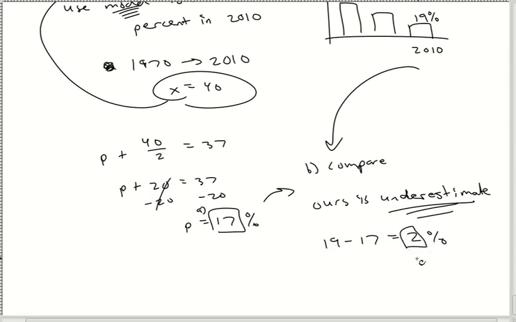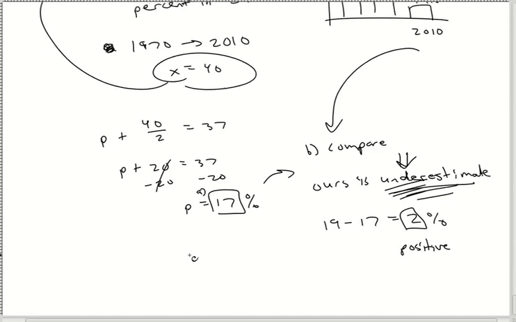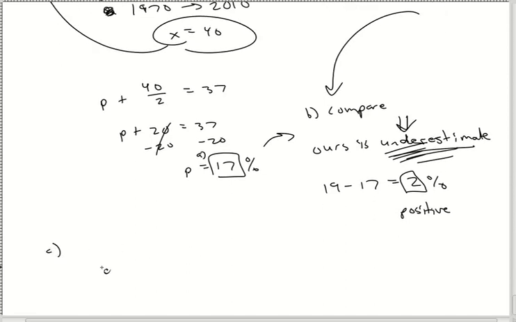Now, you want to make sure that this is positive. Keep it a positive number because you said that it was underestimating. That kind of implies that we're getting a negative result, right? 17 minus 19 is a negative 2. So you don't need to include the negative sign twice. We understand that it's a negative, and then you just say, well, give me the number. The number would be a 2. Okay, part C.